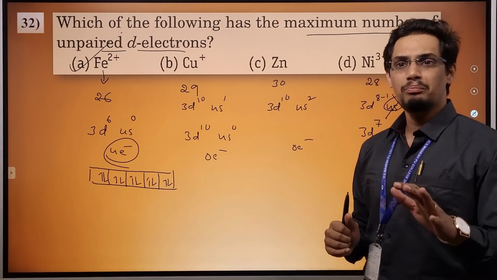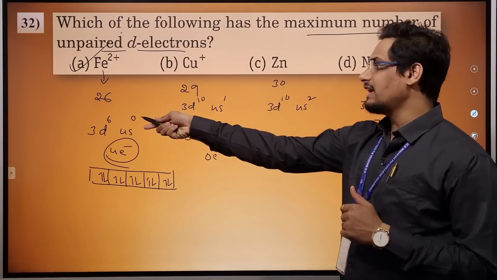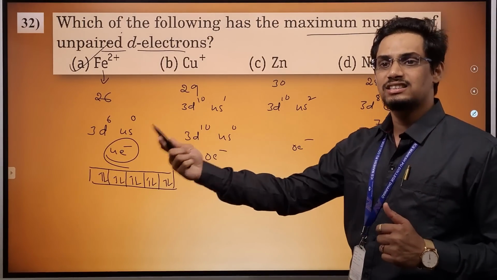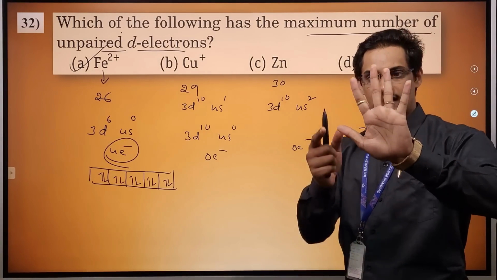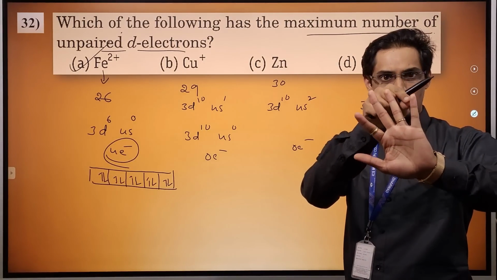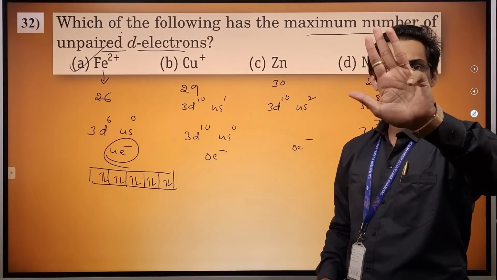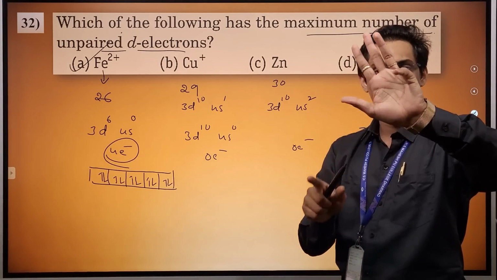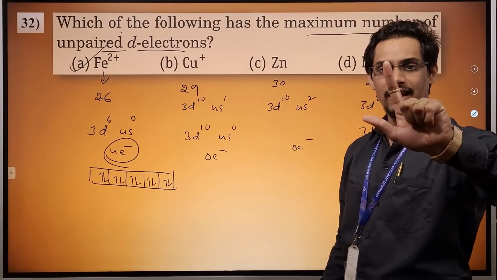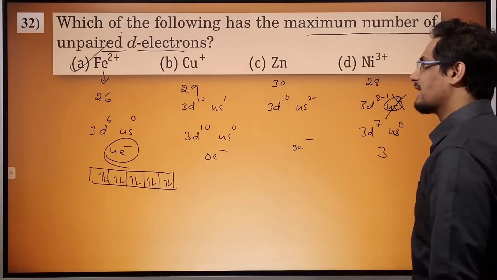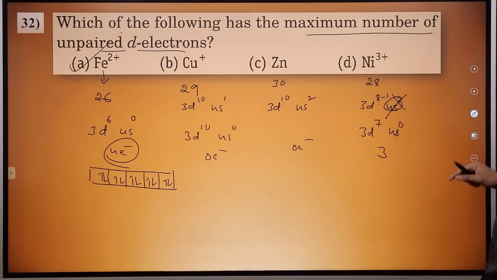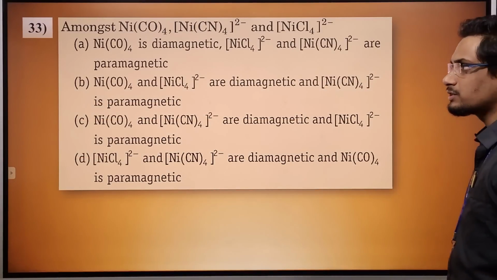See, go with a simple shortcut. Calculate the d configuration: d5, d6, d7, and we have 5 fingers: d1, d2, d3, d4, d5. For d6 just close one finger, so 4 unpaired electrons. d7 is 3, d8 is 2, d9 is 1, and d10 is 0 unpaired electrons. The answer is option A. Next question.